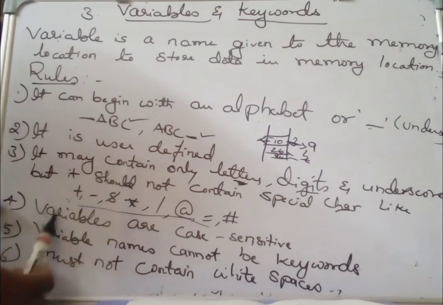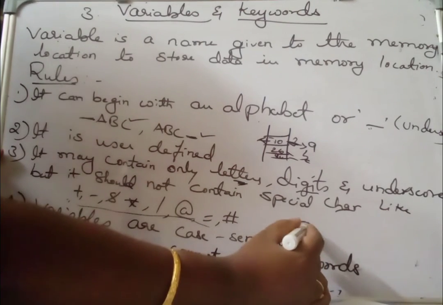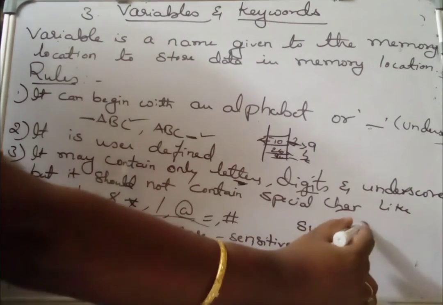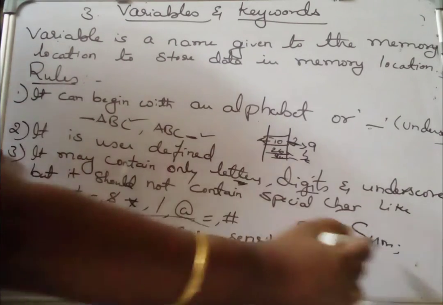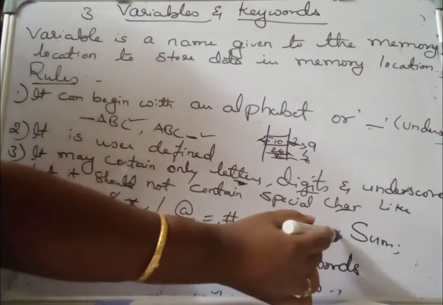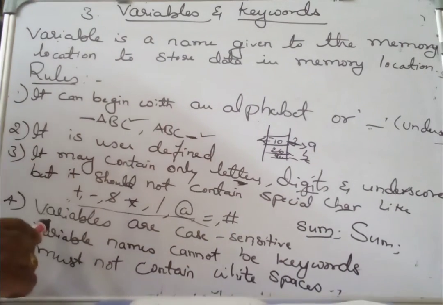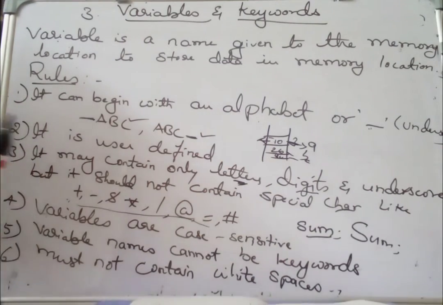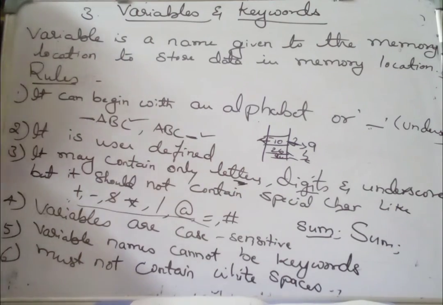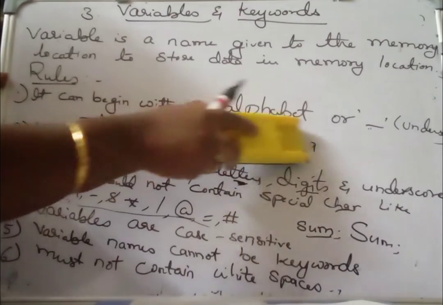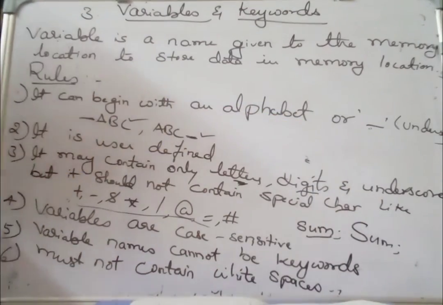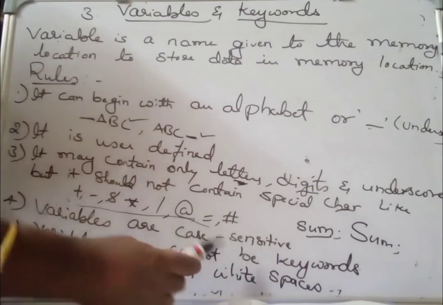The fourth point is that variables are case sensitive. Case sensitive in the sense that, suppose I write sum in lowercase, and I write SUM in capital letters, both are different variables. This sum is different from that one. That is why they are case sensitive. Uppercase and lowercase are different. And the fifth point is that variable names cannot be keywords. Already we know that there are 32 different keywords in the C language. So we cannot use those keywords or reserved words as a variable.